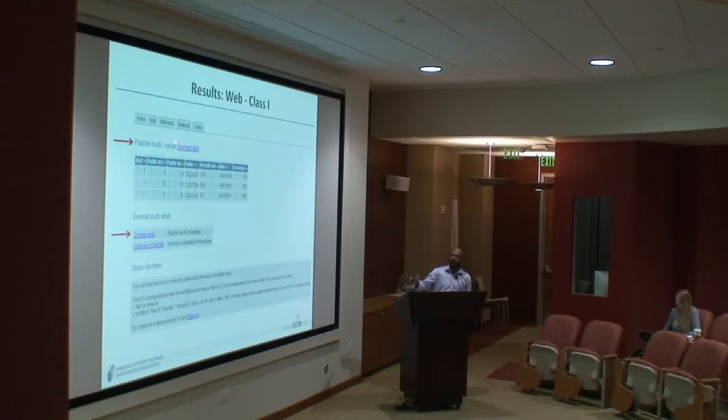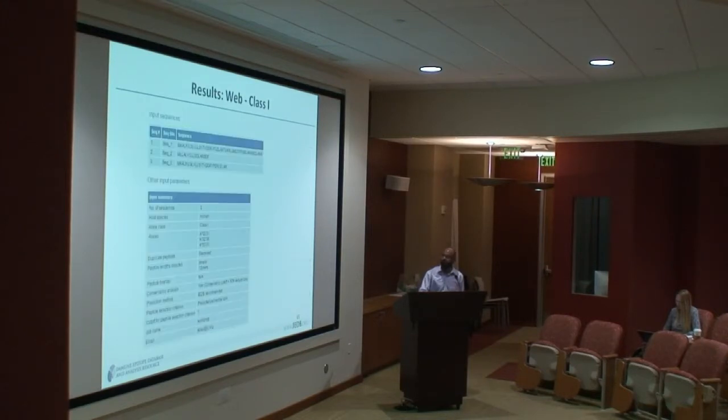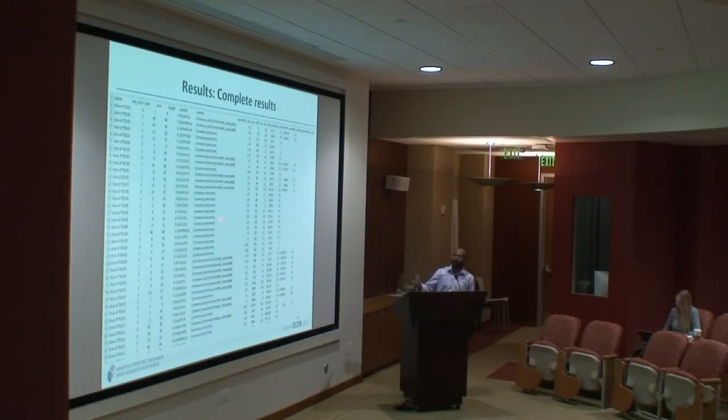You can download this as a CSV file from this link, and all the complete prediction results for all the peptides in your sequences are available here, so you can download them here. The conservancy analysis you can download from this link. I will just show you here. These are the input sequence and input parameters, which are displayed on the result page as well. And this is what you get.